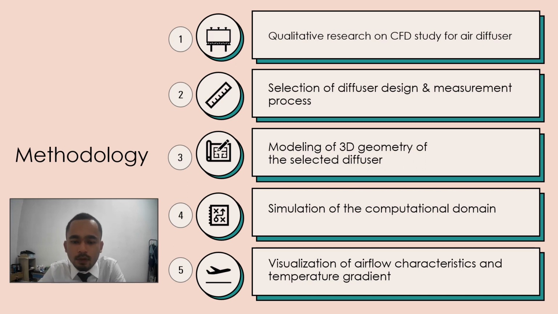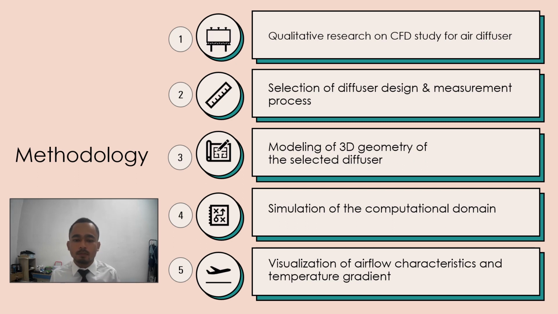Then for the next step is selection of diffuser design. In this case, I will be referring to an actual design of diffuser and then take the measurement. So the measurement will be implemented in the ANSYS software. And then proceed to modeling of 3D geometry. So by referring to the measurement that has been taken, I will proceed to model the diffuser in the software. So starting from 2D sketches and then translating it into 3D model.